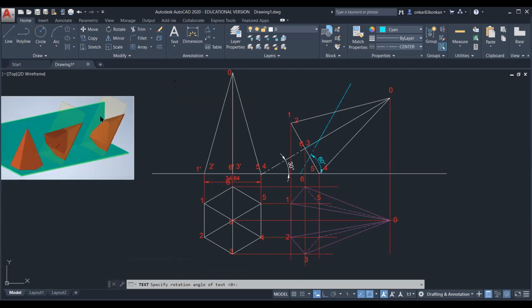So just observe this 3D image. This is point 1. This is point 2. Then this is 3. This is 4. This is 5 and 6.